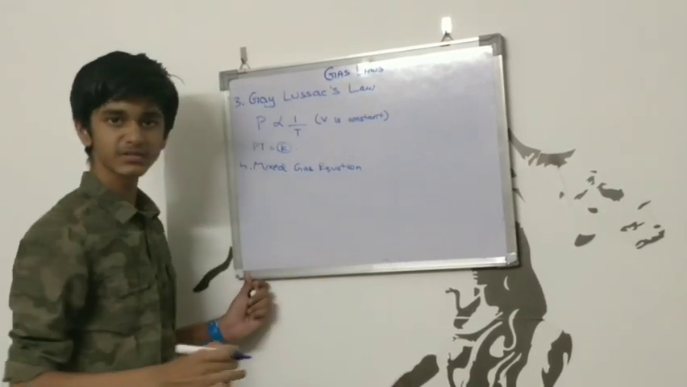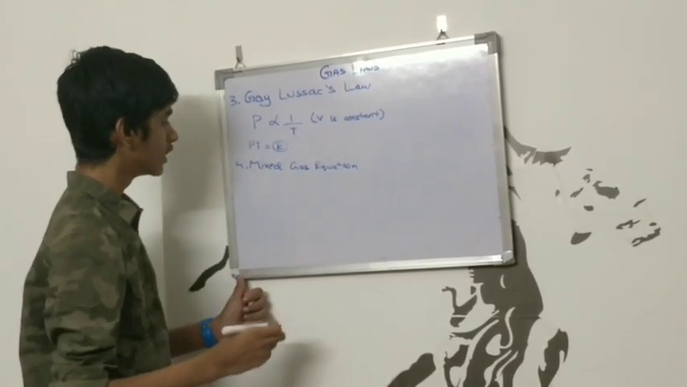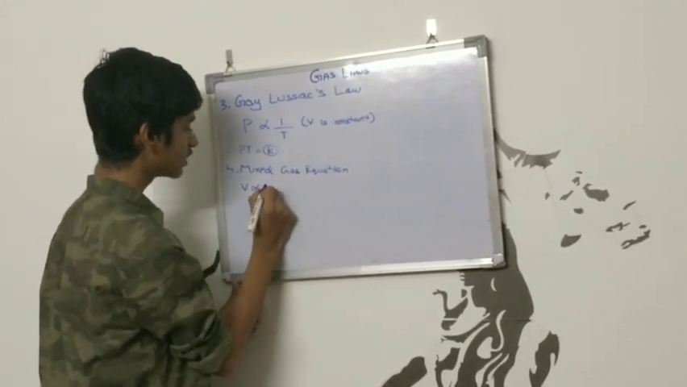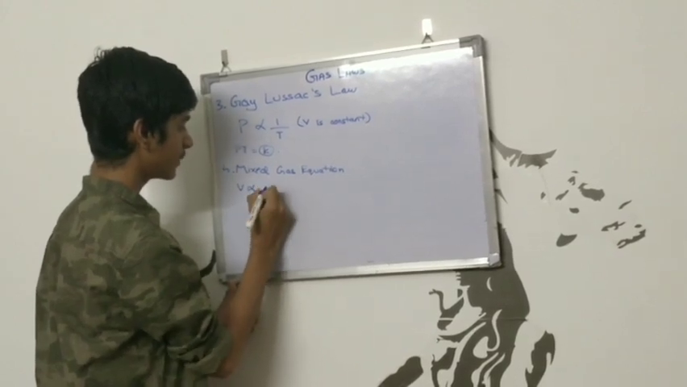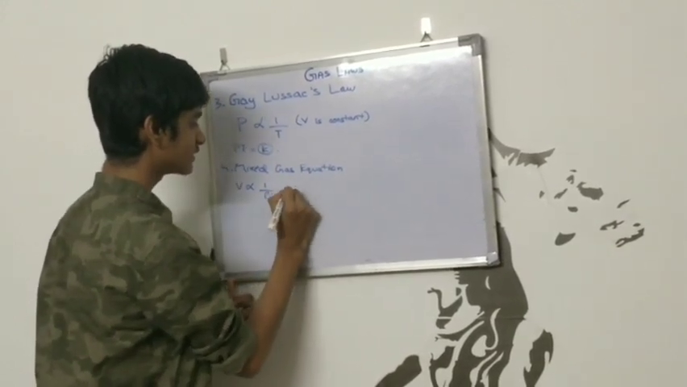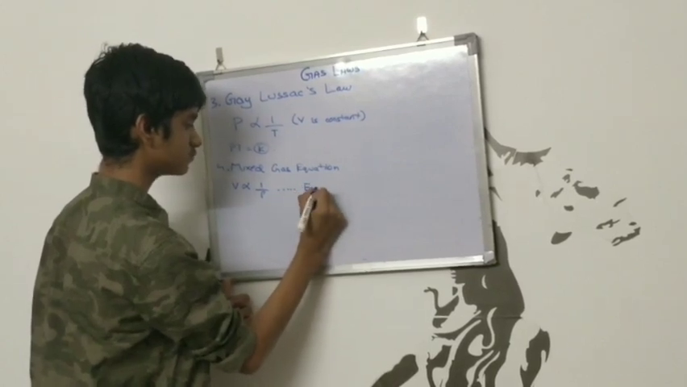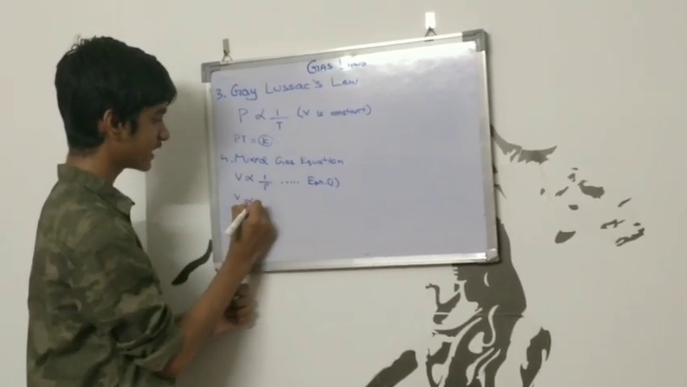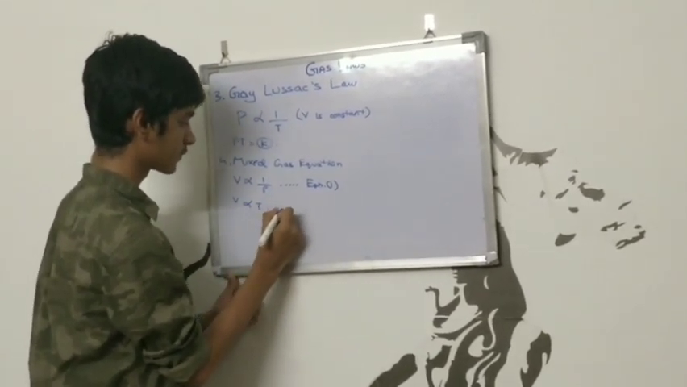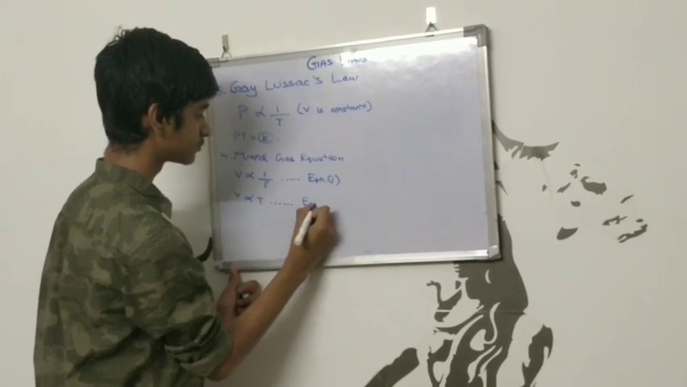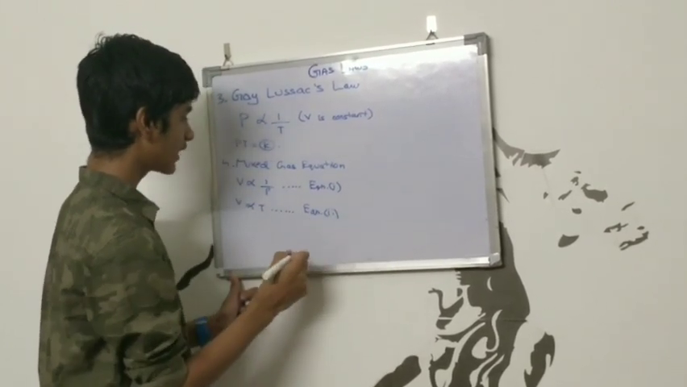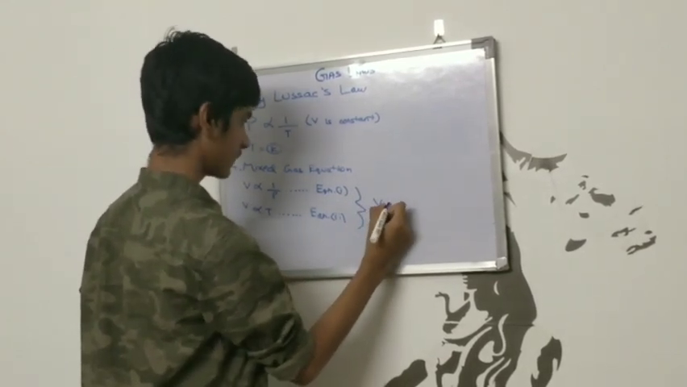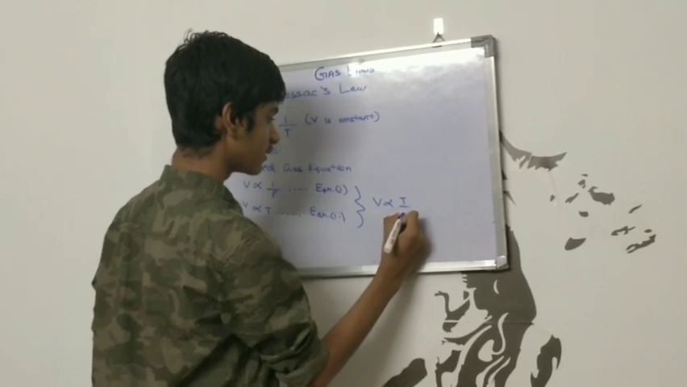The mixed gas equation is the combination of Boyle's law and Charles's law. We know that in Boyle's law, V is directly proportional to 1 by P. Let's take this as equation 1. And V is directly proportional to T. We will take this as equation 2. By combining both these equations, we get that V is directly proportional to T by P.